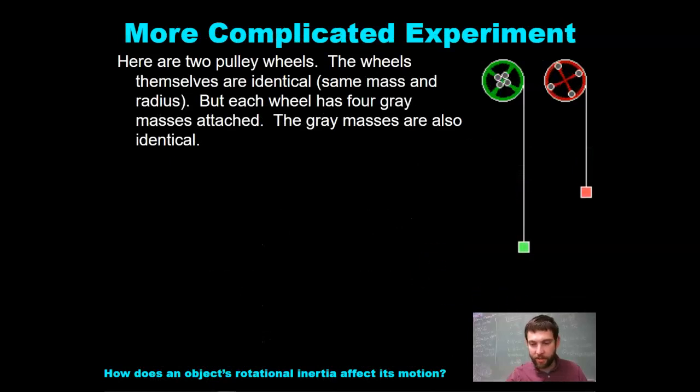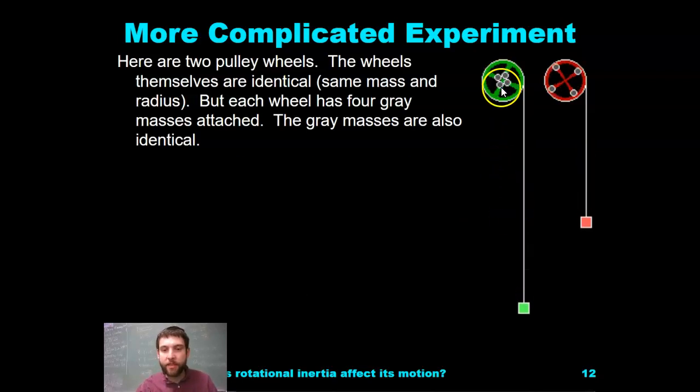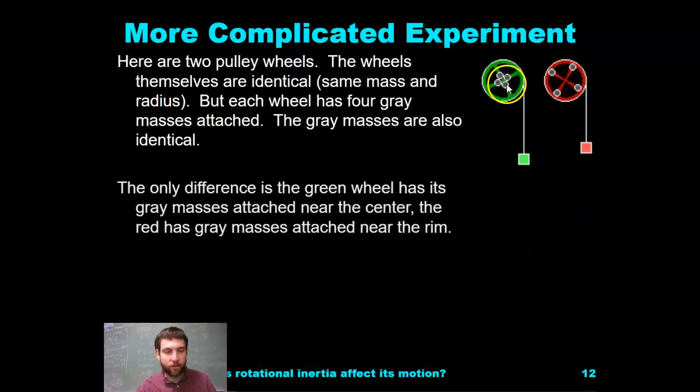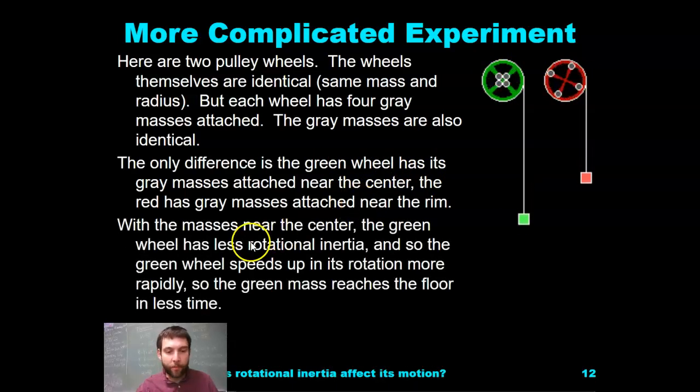For a more complicated experiment, we've got two pulley wheels. The wheels themselves are identical, but each wheel has 4 gray masses attached, and these masses are identical. The only difference is the green wheel has the gray masses near the center, and the red wheel has them attached near the rim. When the masses are near the center, the green wheel has less rotational inertia, so the green wheel speeds up in its rotation more rapidly. So the green mass will reach the floor in less time.